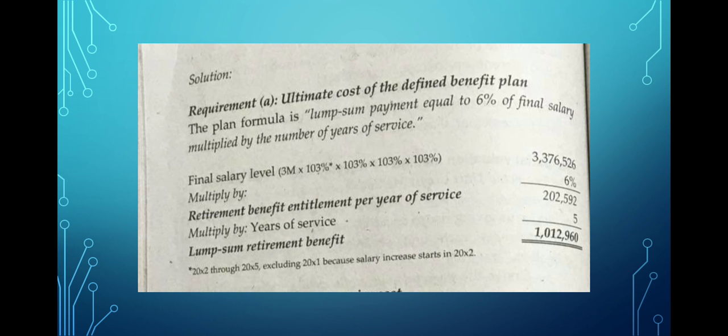Requirement A, ultimate cost of the defined benefit plan. The plan formula is lump sum payment equal to 6% of final salary multiplied by the number of years of service. So we have the final salary level, which is 3,376,526. That's really big. And we multiply it by 6%. And we can see the retirement benefit entitlement per year of service, which is 202,592. Multiplied by years of service, 5 before the retirement, the lump sum retirement benefit is 1,012,960.